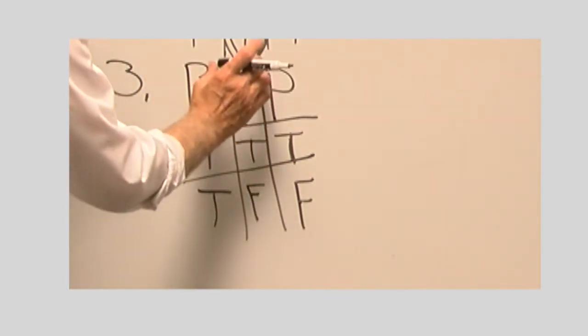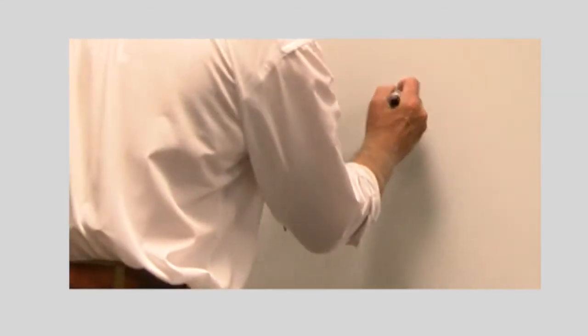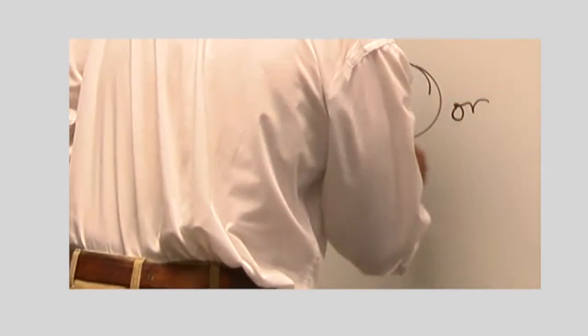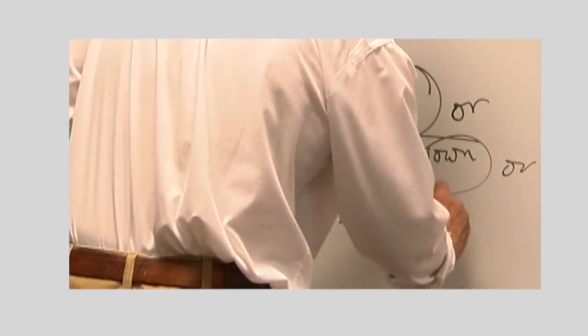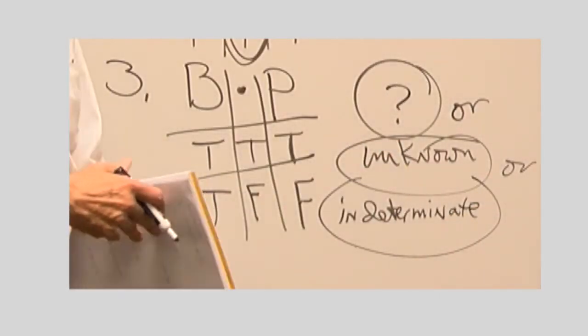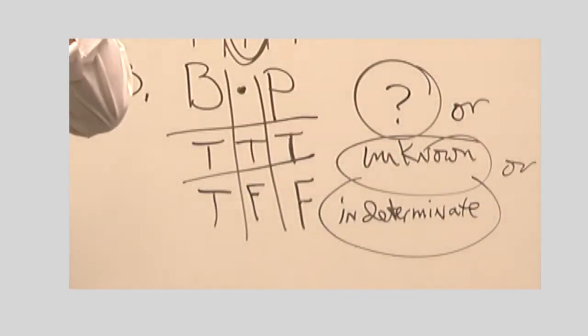Now, to get my answer after I've completed the truth table, I interpret or read it by looking at the main connective column under the dot. And I see that the dot is sometimes true, sometimes false. In other words, I cannot determine the truth value of the expression B dot P. So I put a question mark. That's my answer. I can also write out unknown or indeterminate. Any of those three are allowed, but I think by human nature, you're probably going to go easiest and just do the question mark.